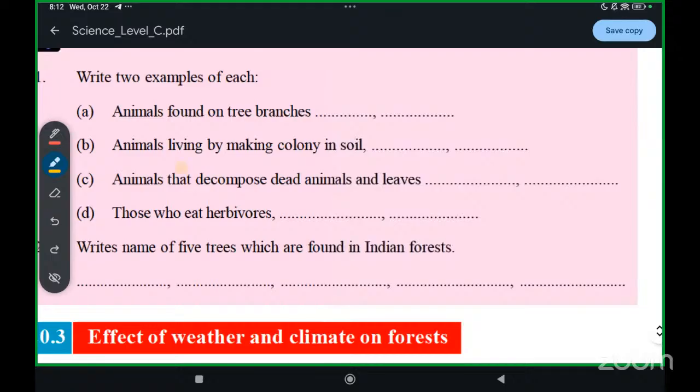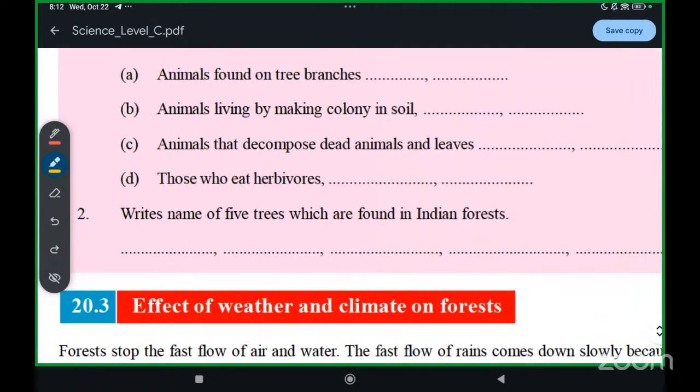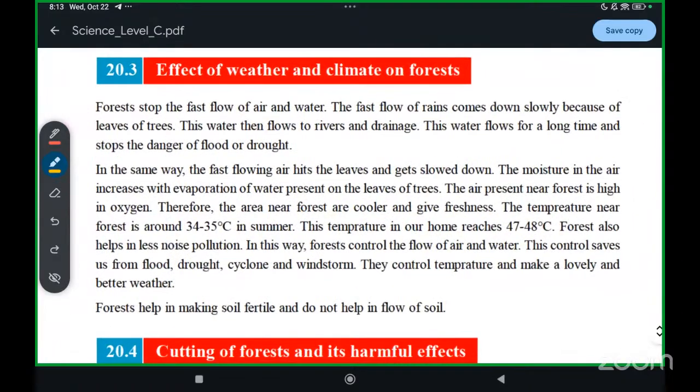Now check out the second question. Write the names of five trees found in Indian forests. That is why I told you to learn at least five to six names of trees. It's easy with animals, but please learn five to six trees so that when a question like this comes, you are able to answer it. Neem, peepal, shisham, amla and bamboo.